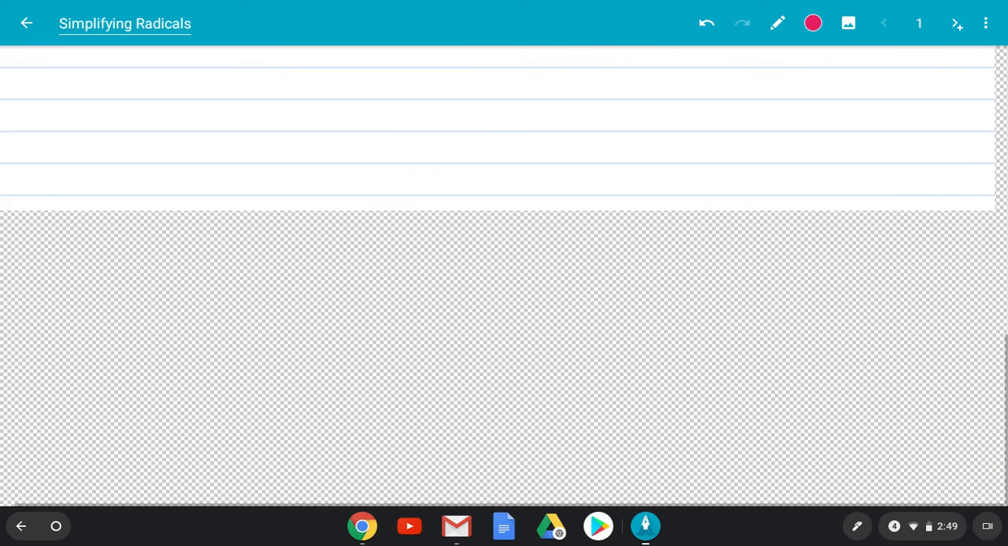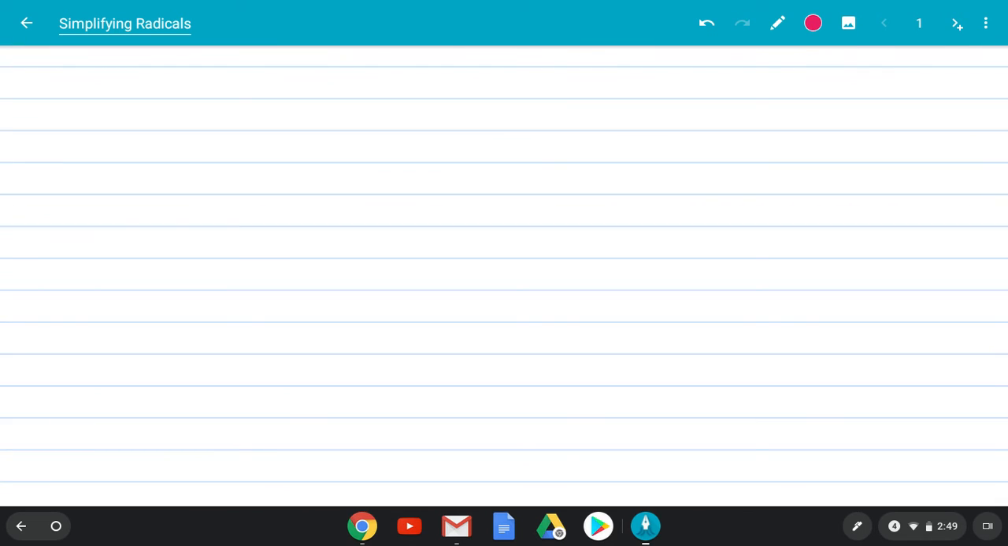Let's add in some variables here. Let me just go straight to variables. Anytime we're taking a square root of something, say the square root of x to the 6th, all we have to do is take the exponent and divide it by 2. So in this case, the square root of x to the 6th is x cubed.